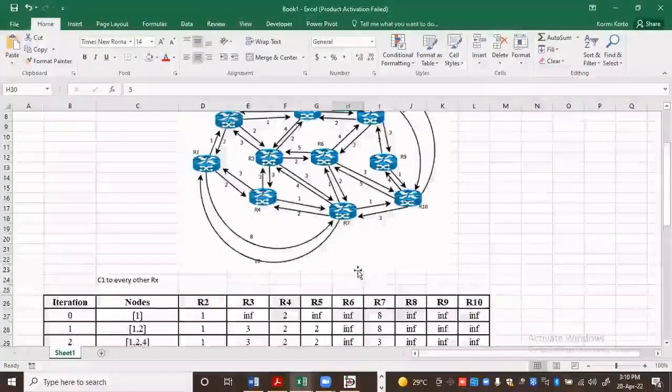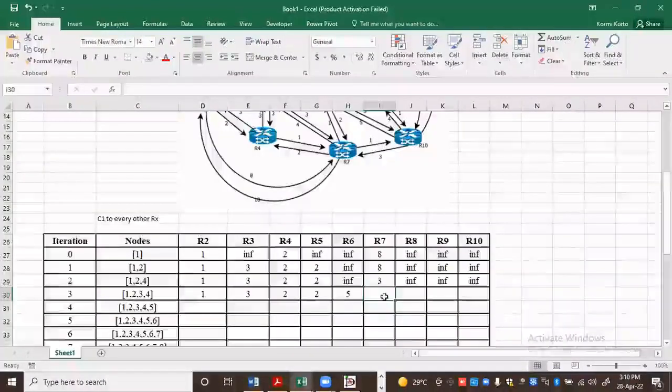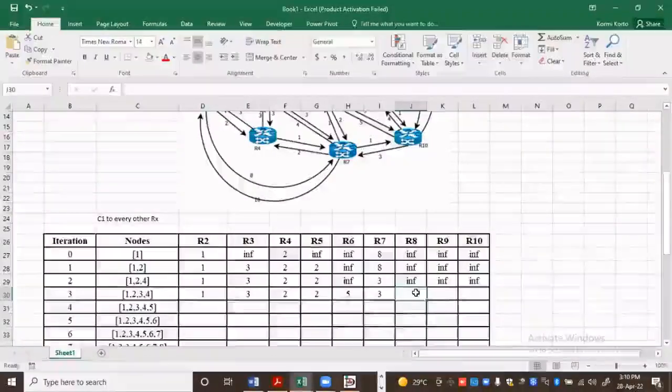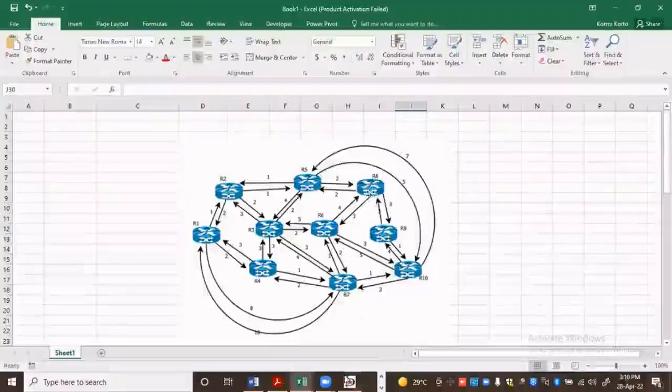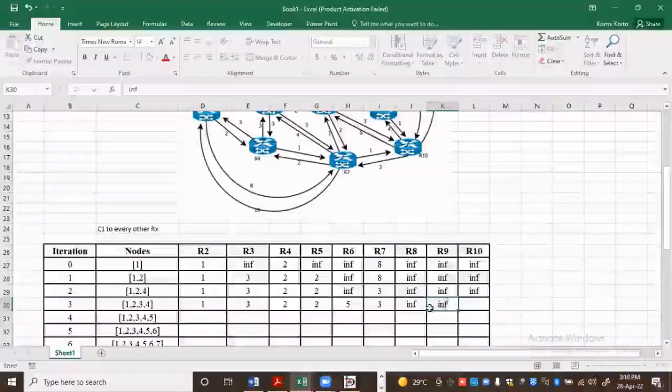And then 7, we still have 3 as a least cost now. What about 8? Can we still get to 8? No, we still cannot get to 8 because to get to 8, you'd have to go through 6 and 5. We don't have 6 and 5. So it'll be infinite.